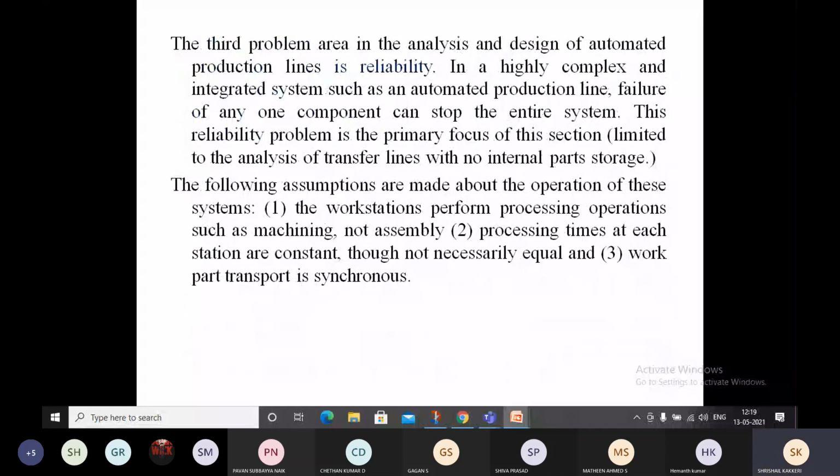The third problem area in the analysis and design of automated production lines is reliability. In a highly complex and integrated system such as an automated production line, failure of any one component can stop the entire system. This reliability problem is primarily focused on this section.